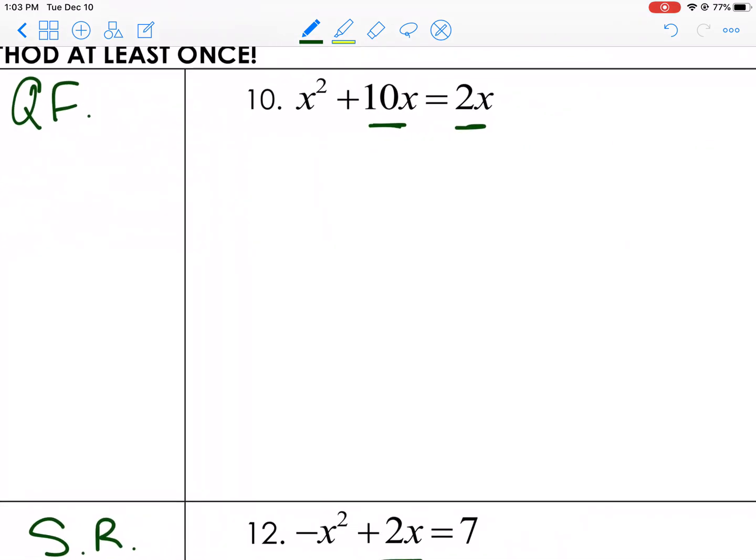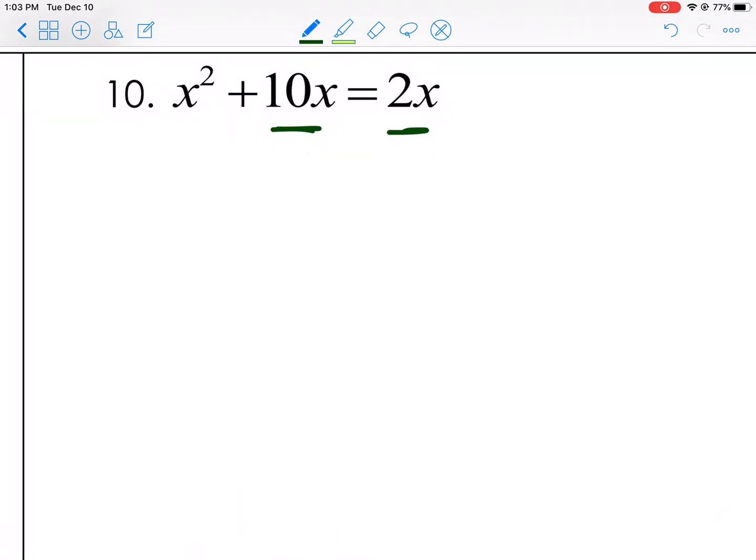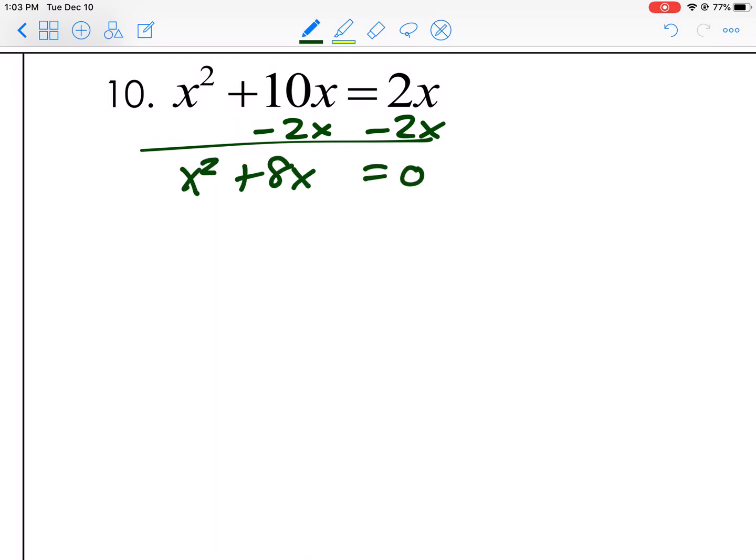Let's look at number 10. Okay, to get this into standard form, I would subtract 2x from both sides. So here we have x squared plus 8x equals 0. Notice that our constant term is missing, so c is 0 for this problem. As I look at factoring, if I take a times c, that would be 1 times 0, which is 0. B value is 8. Now, as I look at multiplying to get 0, the only way I can multiply two numbers and get 0 is if one of those numbers is 0.